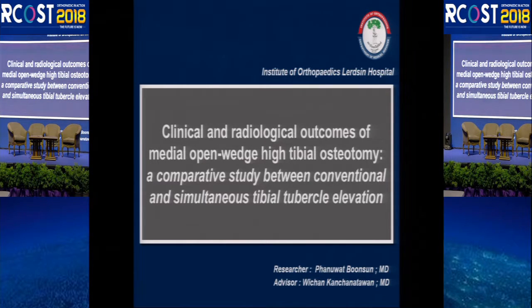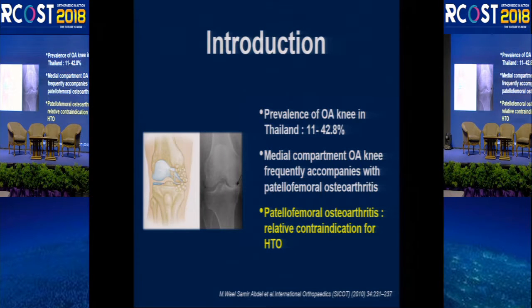I would like to present my study titled Clinical and Radiological Outcomes of Medial Open-Wedge High Tibial Osteotomy, a comparative study between conventional and simultaneous tibial tubercle elevation. The prevalence of osteoarthritis of the knee in Thailand is around 11 to 40%, and medial compartment osteoarthritis of the knee frequently occurs with patellofemoral osteoarthritis. But patellofemoral osteoarthritis is a relative contraindication for high tibial osteotomy, because the osteotomy increases the patellofemoral contact pressure, which worsens the patellofemoral osteoarthritis.